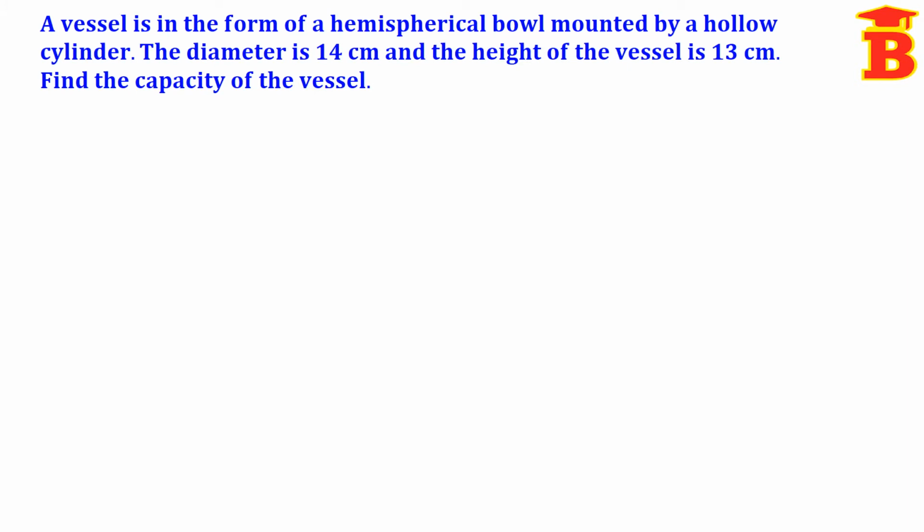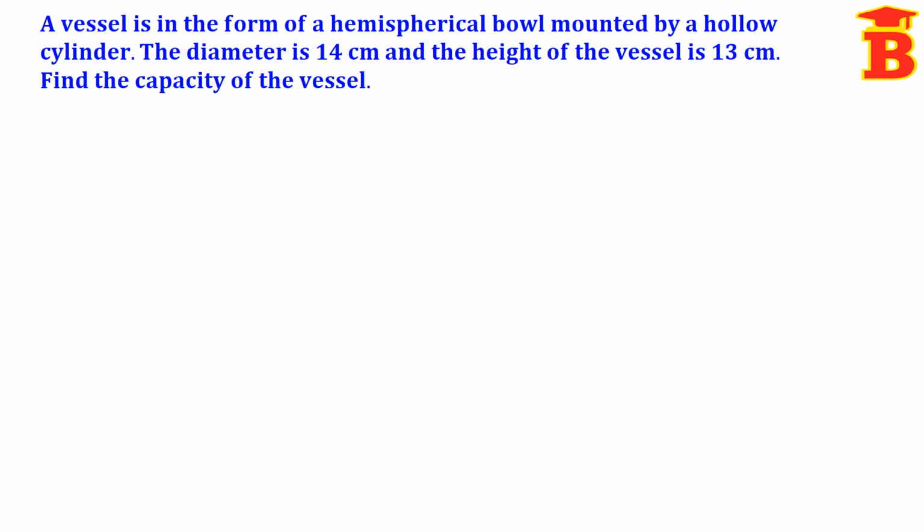Let us see the combined solid problems in mensuration. A vessel is in the form of a hemispherical bowl mounted by a hollow cylinder. The diameter is 14 cm and the height of the vessel is 13 cm. Find the capacity of the vessel.